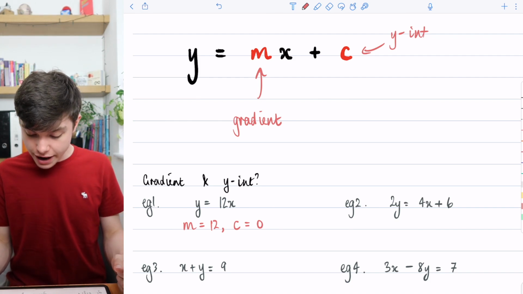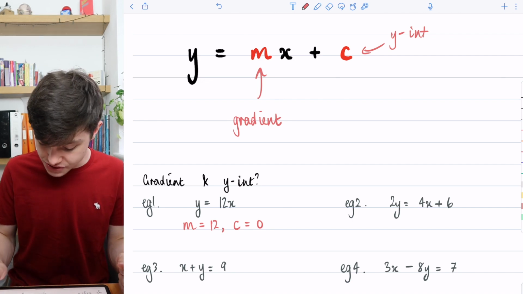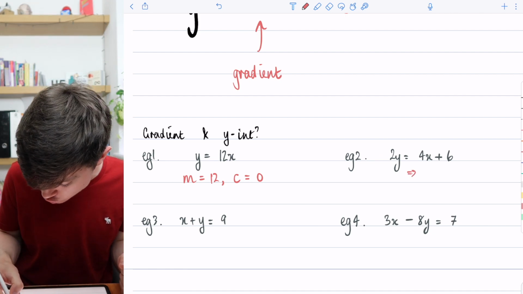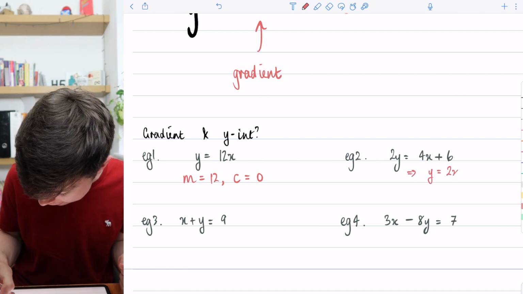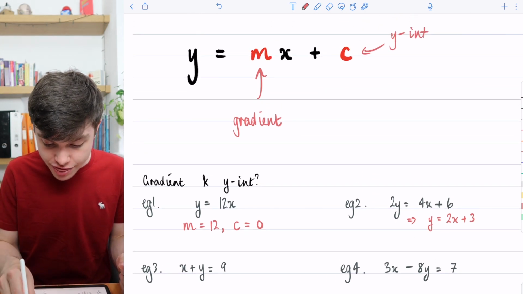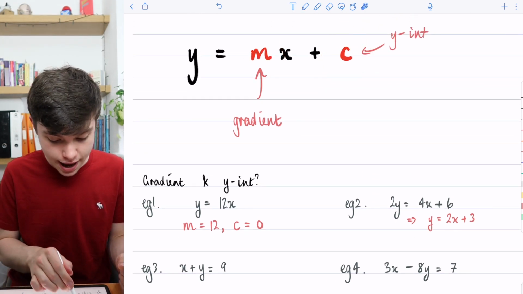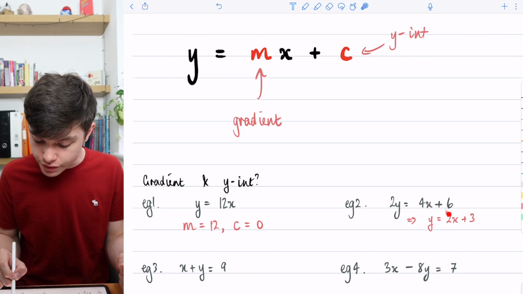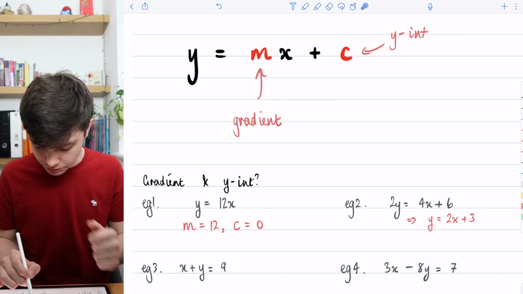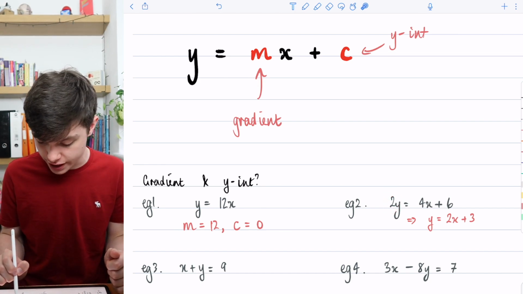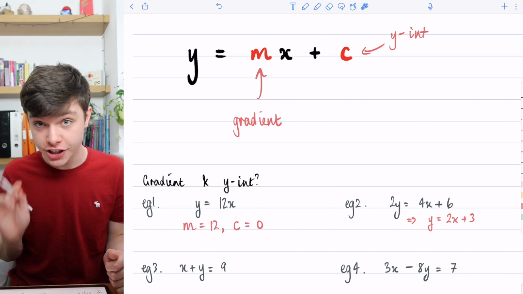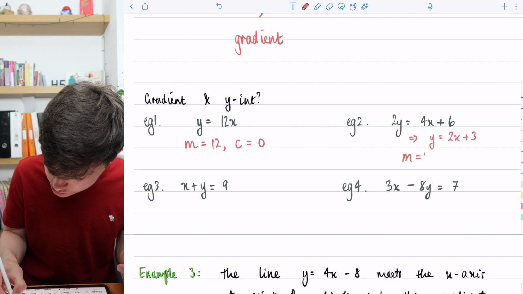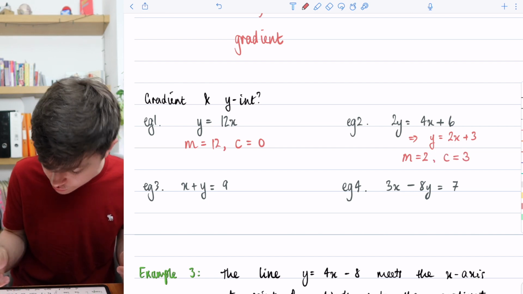Okay, here we have 2y is equal to 4x plus 6. So I'm going to divide everything by 2 to tell me that y will be equal to 2x plus 3. And then I can read off what m and c are because we've got y on the left-hand side. If I was to read off 4 and 6, that's incorrect because we have a 2 outside the front here. So I need to get y on its own first. Divide by 2 to then tell me that the gradient is 2 and the y-intercept is 3.